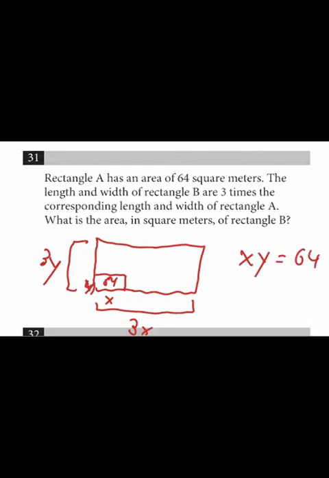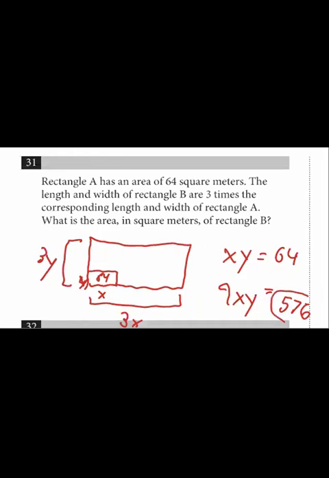And then for rectangle B, if we multiply them out, we have 3y times 3x. 3 times 3 is 9. We have 9xy equals what? Well, xy is 64, so we just have to multiply that by 9. 64 times 9 is just 576. So the correct answer is 576, the area of rectangle B.